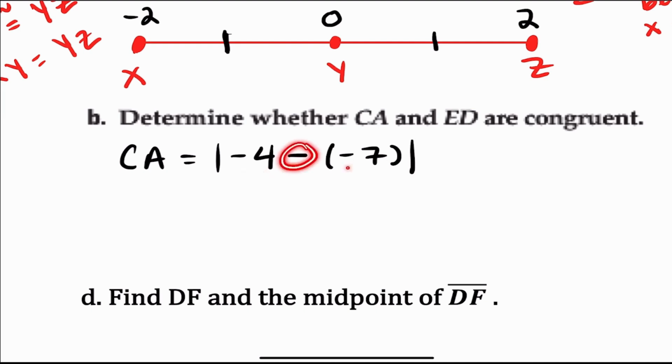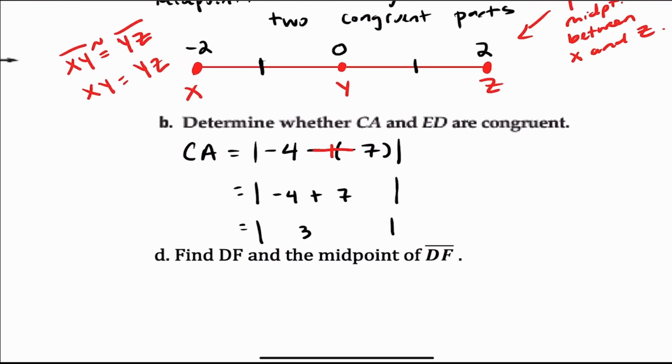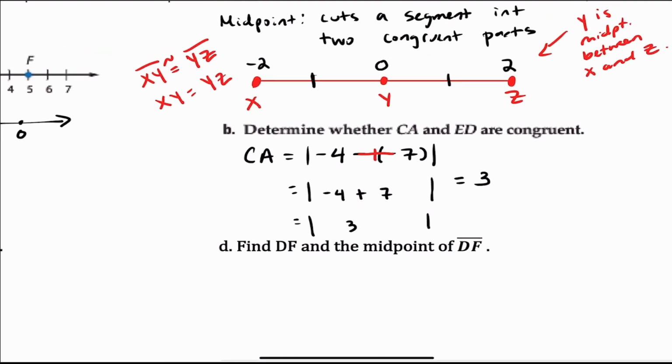-4 minus -7. I see that minus times a negative, or negative times a negative. And yes, the minus sign is considered a negative sign. Whenever we see a negative times a negative, it turns into a positive. So we have the absolute value of -4 plus 7, which is the absolute value of 3. And how far is 3 away from 0? 3. The answer is 3, so therefore CA is equal to 3.